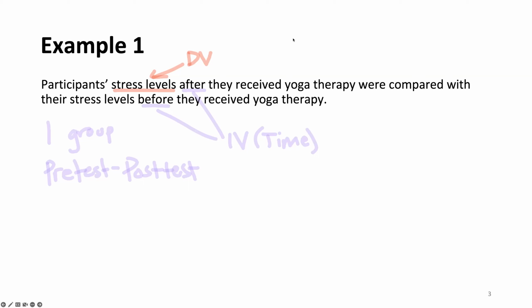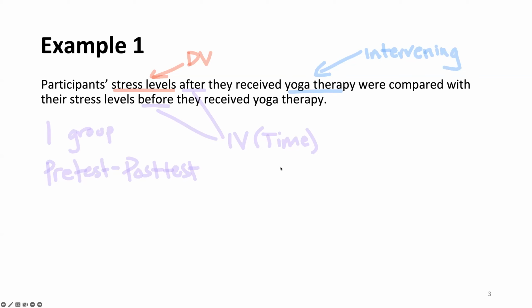So this yoga therapy is our intervention. This is that weird example we've talked about where the independent variable is actually time. This is just the intervention. So we're intervening. We think we're going to help stress by using this yoga intervention.